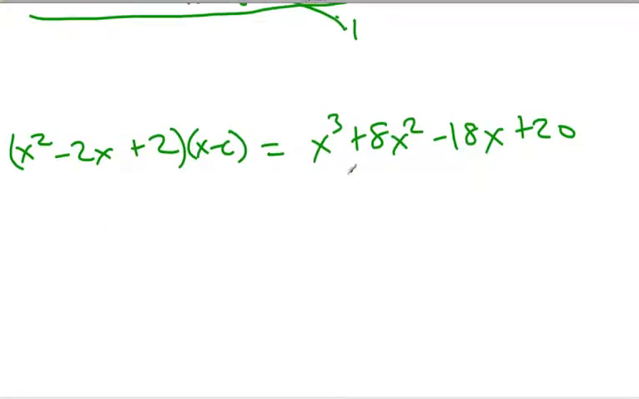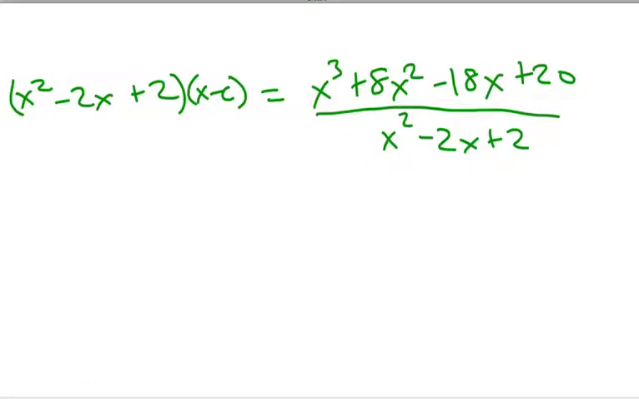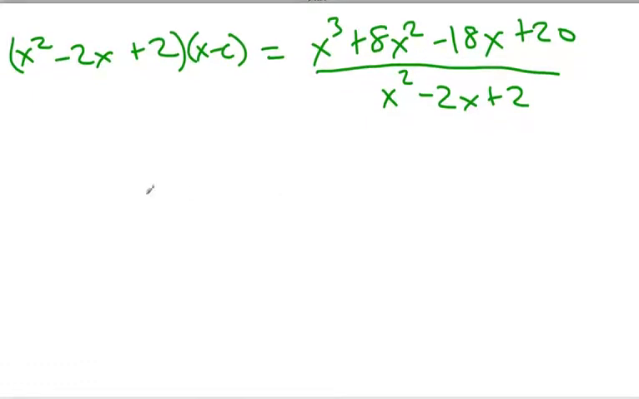It's basically the previous factored one, only we've simplified this. Now what we're going to want to do is divide that entire thing by x squared minus 2x plus 2, and that answer should be x minus c. To do this, we're not going to do synthetic division or anything like that because we can't. So what we're going to want to do is long division.